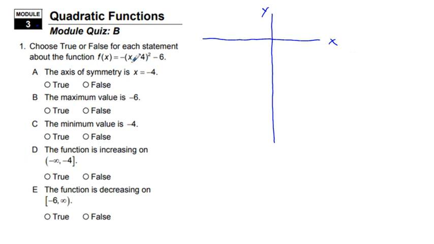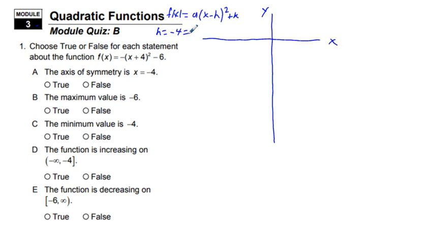We have the function f(x) equals negative quantity x plus 4 squared, minus 6. And the vertex form of quadratic functions is f(x) equals a times quantity x minus h squared plus k. For there to be x plus 4, h has to equal negative 4, because x minus negative 4 is x plus 4.